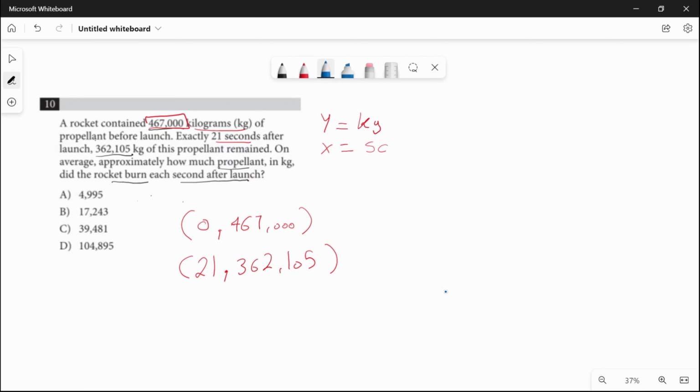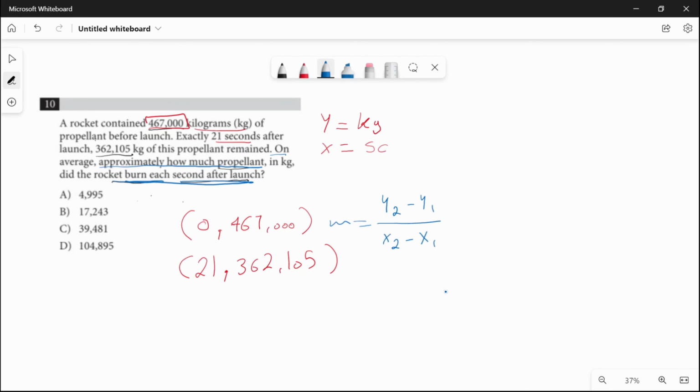And it asks you to find the slope, or approximately how much propellant in kilograms the rocket burned each second. That's equal to the slope. So you are required to find the slope of this function, and you already have 2 points. So what we're going to do is find the slope by plugging these values into the slope formula, which says y2 minus y1 over x2 minus x1 is equal to the slope.